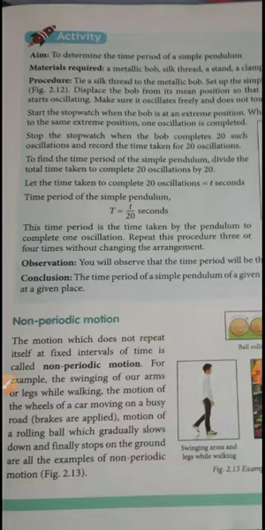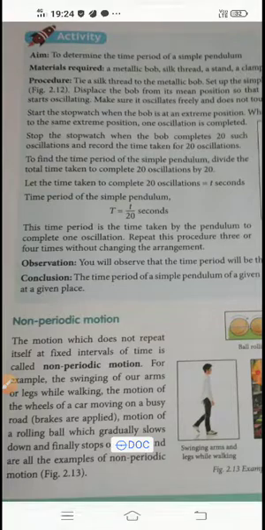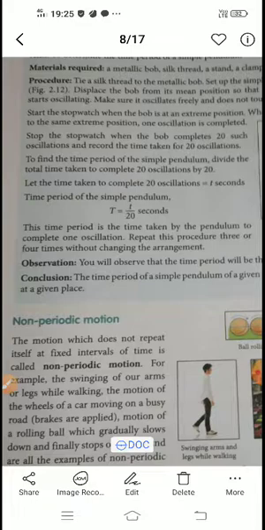Now come back to the non-periodic motion. So far, until the last type of motion, everything was periodic. Everything is going to happen with some certain interval of time. So if it is not going to repeat in a fixed interval of time, then it is called as your non-periodic motion.